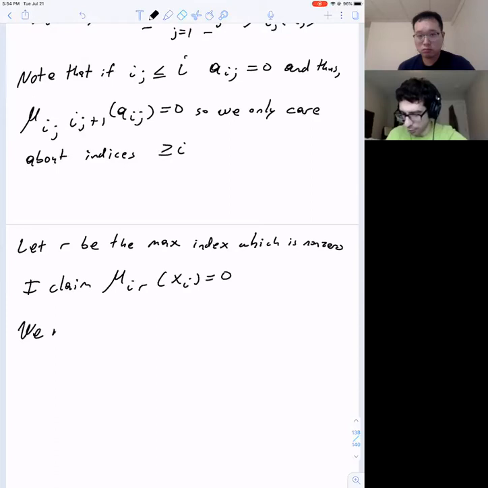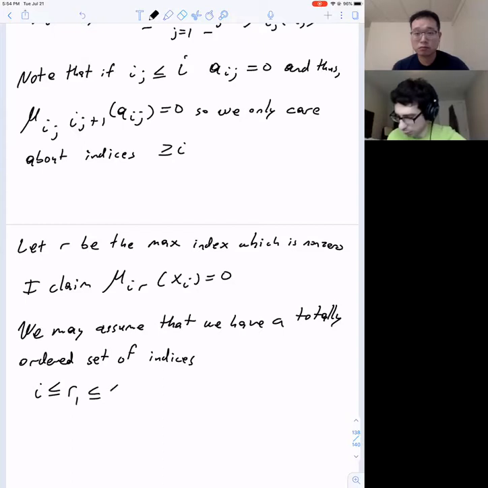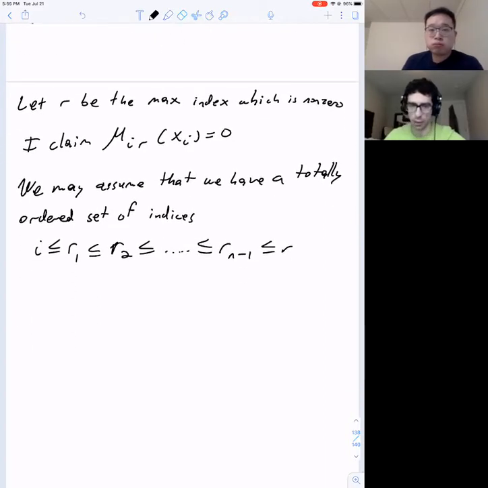We may assume that we have a totally ordered set of indices, and I'll say I is the smallest, then there's some R1, then there's some R2. I don't know how many R's there are, but the last one is the biggest, and I'll say that's R.